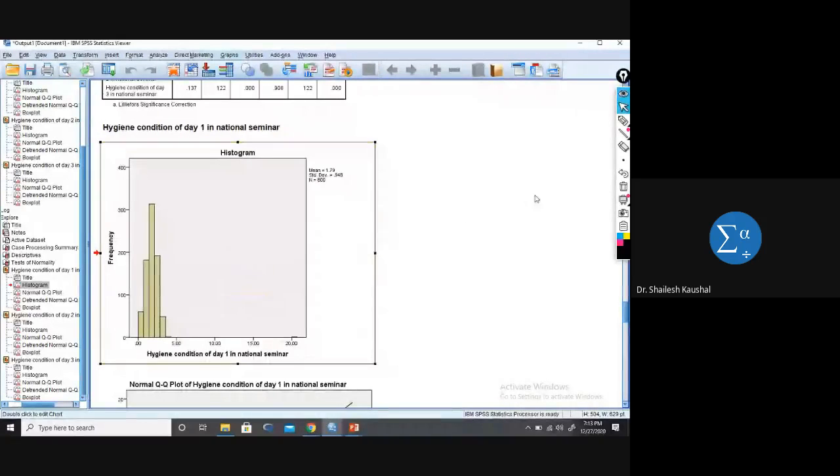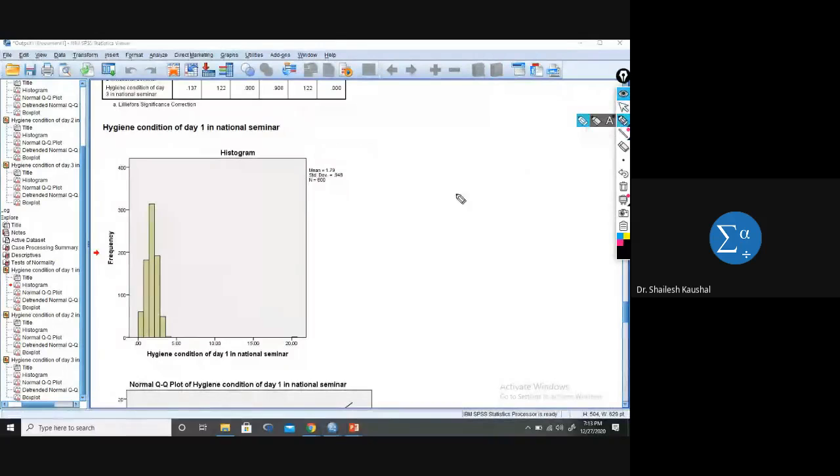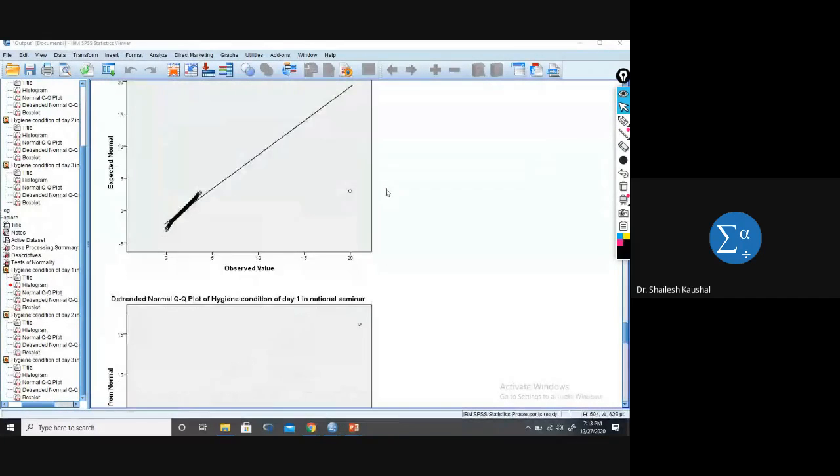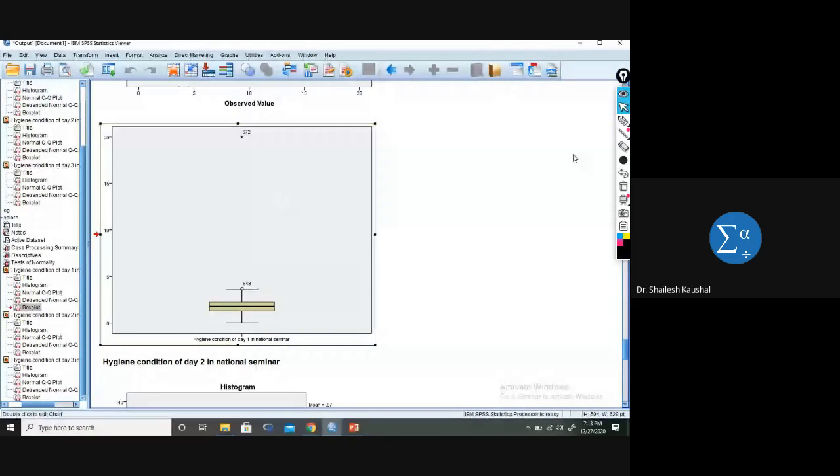So through the box plot we find it. Where is the box plot? This is the box plot. In this box plot we identify respondent number 672. This is the outlier. So in a box plot we can identify the outlier.